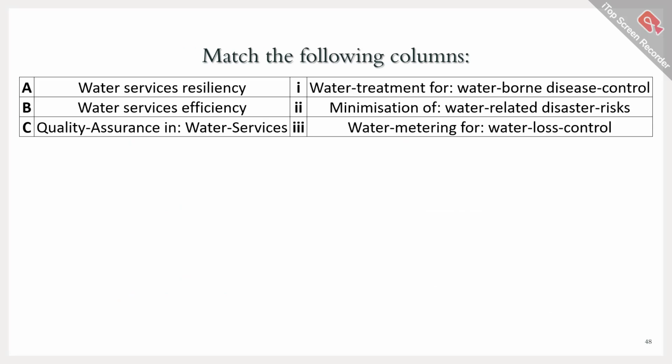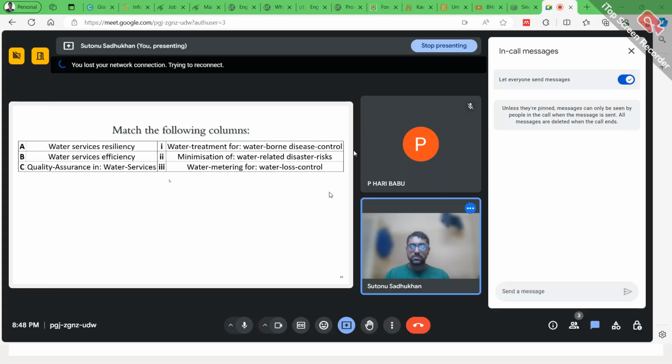Now, next is a column matching. In the left hand column, the options are A, water services resiliency, B, water services efficiency, and C, quality assurance in water services. In the right hand column, the options are 1, water treatment for waterborne disease control, 2, minimization of water related disaster risks, and 3, water metering for water loss control. Okay, you can keep the left hand column order the same and tell the correct order of the right hand column.